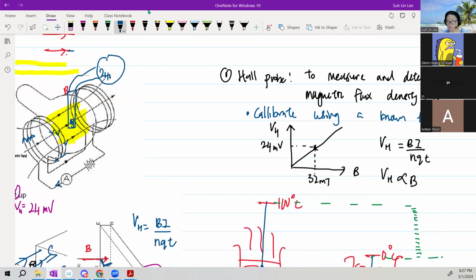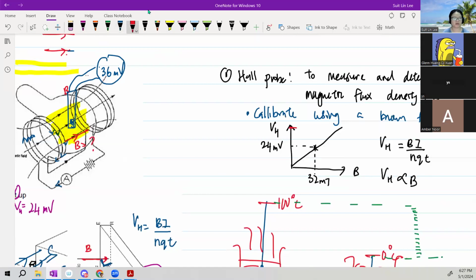No, no, no. Okay, let's say it is 30, based on the question lah. 2, 4, 6, 8, 10. Let's say it's 36 millivolt. So how do you find what is the value of B here?